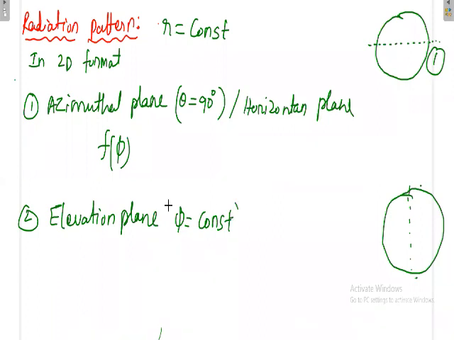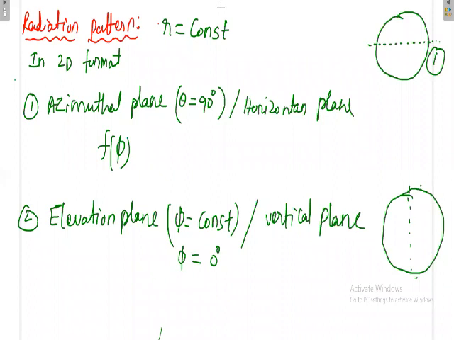Phi can be anything, but in reality, not to make a confusion, we'll always take phi equal to 0 degree. But in reality, phi can be anything. So this elevation plane is called the vertical plane, as opposed to the horizontal plane. Okay, this is the vertical plane. Understood, sir? Yes.